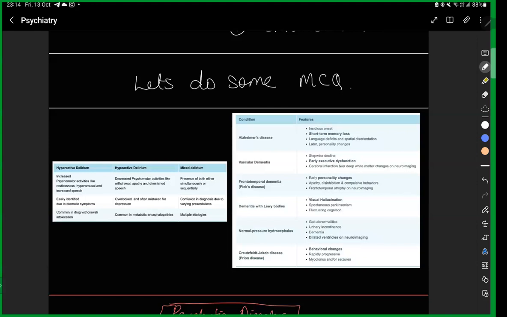Which of the following differentiates delirium from Alzheimer's dementia? Agitation and irritation, visual hallucination, impairment of memory and agitation, acute onset and level of consciousness. Which of the following is going to differentiate delirium and Alzheimer's dementia?